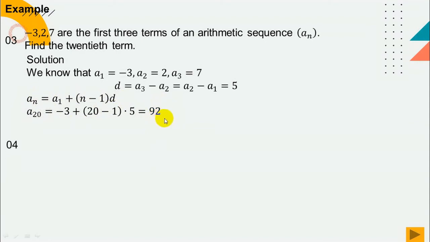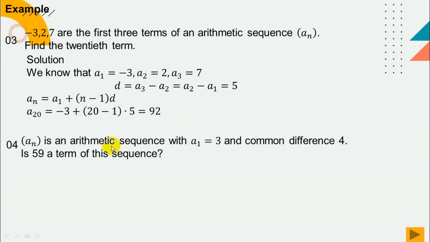Okay, the fourth example. a_n is an arithmetic sequence with the first term 3 and the common difference 4. They want to ask, is 59 a term of the sequence? Okay, they want us to answer whether 59 is a term of the sequence or not.